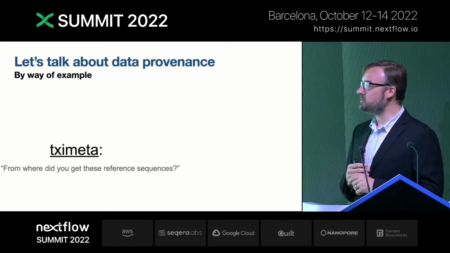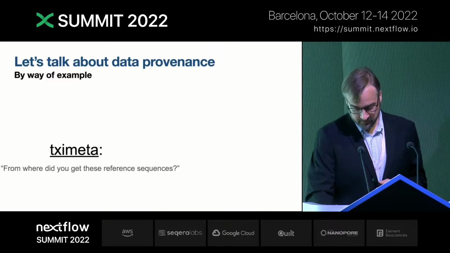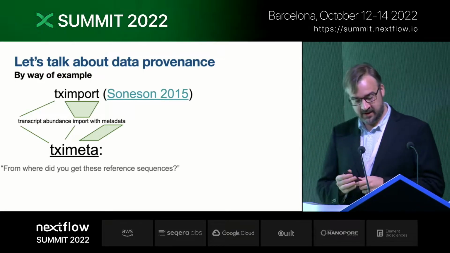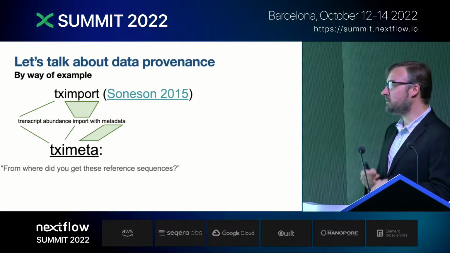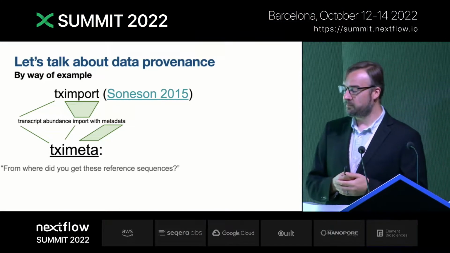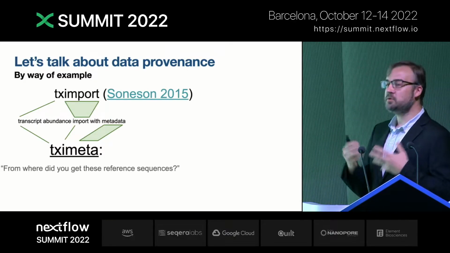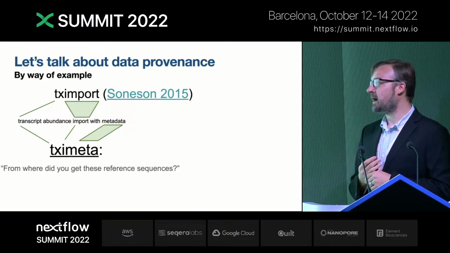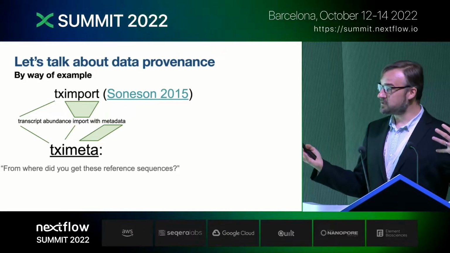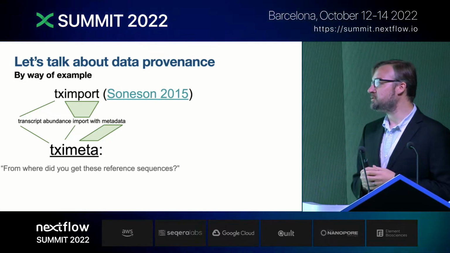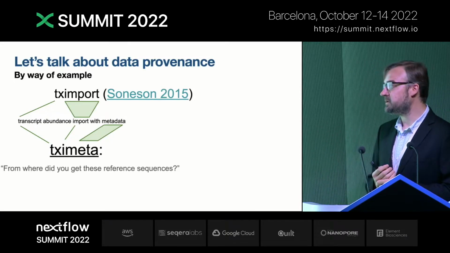So the motivation I'm going to use here is a tool that we built called TXI Meta. The origin of the name is transcript abundance importing with metadata. It builds off of some prior work led by Charlotte Soneson for this tool called tximport. Okay, so if you don't do RNA-seq analysis, you might not be familiar with these tools, but the general idea is that one of the first steps in an RNA-seq analysis pipeline is to quantify the reads and figure out the abundance of every gene or transcript in your sample.